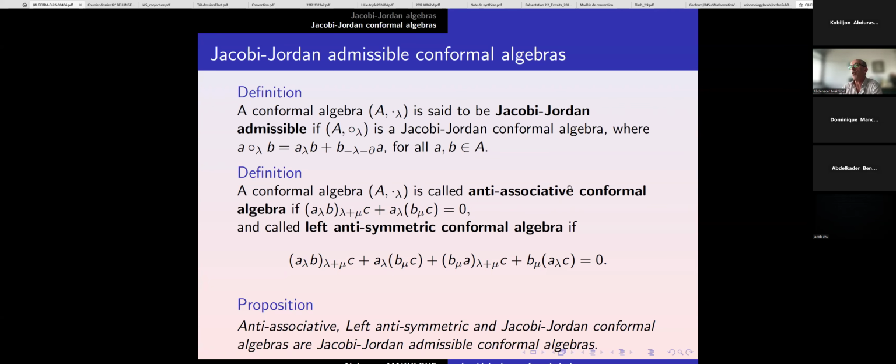Then here we recover the same example as before, but in the conformal case. Conformal anti-associativity is expressed in this way. Conformal associativity is the same with minus here. And the left anti-symmetric conformal algebra is defined by this identity. Both anti-associative conformal algebras and left anti-symmetric conformal algebras are Jacobi-Jordan admissible conformal algebras, which means that this plus commutator, or conformal commutator, defines a Jacobi-Jordan conformal algebra.